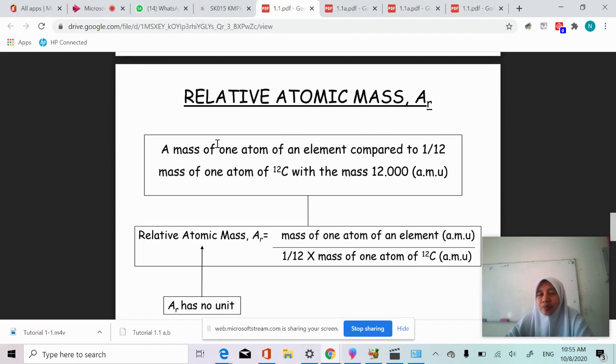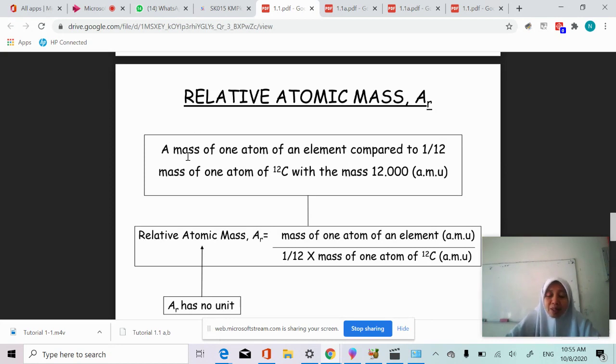For example, Ahmad is very skinny, and Abu is very, the size is bigger than Ali. Ahmad, sorry. So we say that this person is thin relative to the other person. Relative means we are comparing or referencing, something like that.